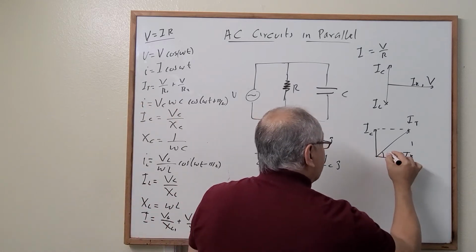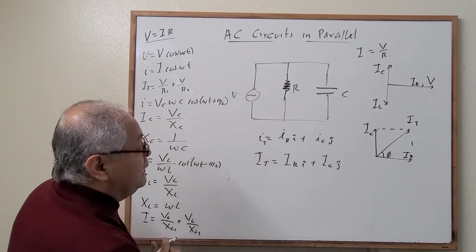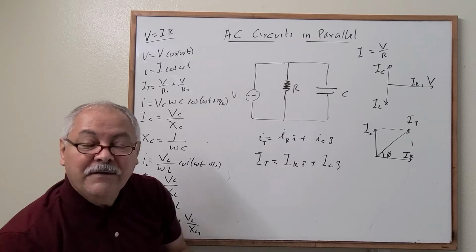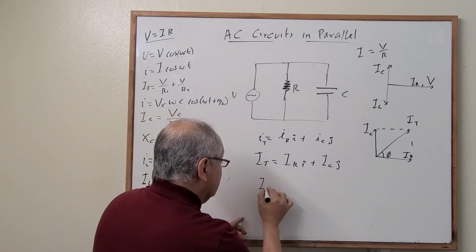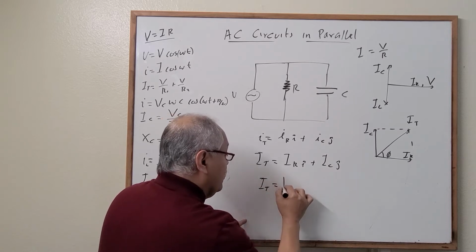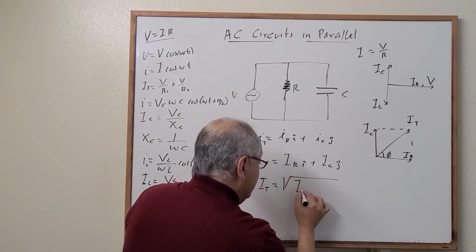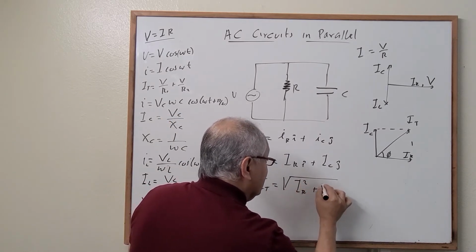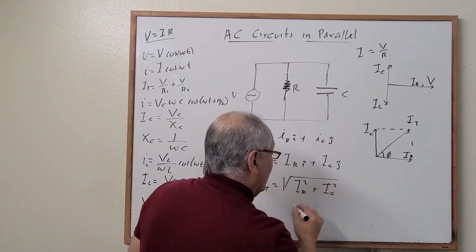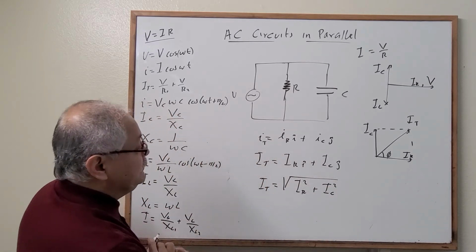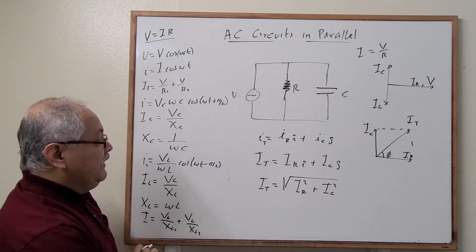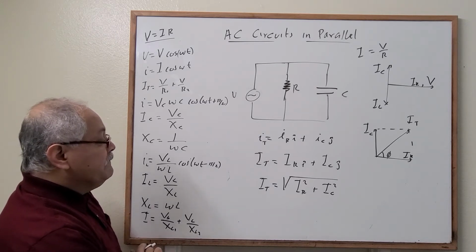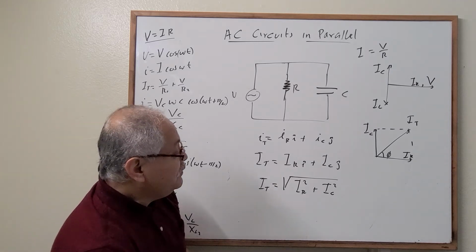Of course, this is the angle phi. So it's gonna be the total. Well, how can we find the magnitude? Well, using the Pythagorean theorem, right? So the total is equal to the square root of this square plus this square. Correct? Perfect. And then the same thing as before.